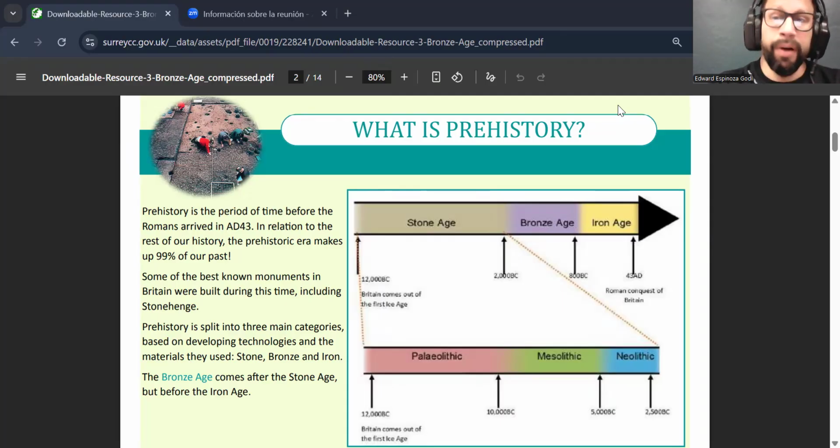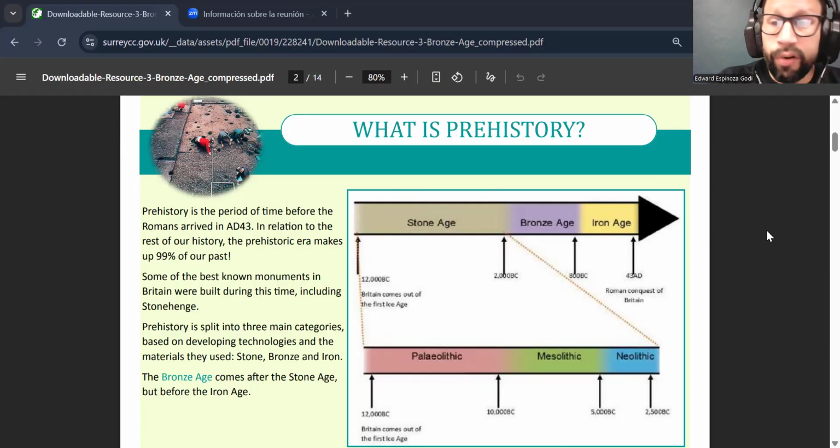Before we start off with that, we need to be clear: what is prehistory? That's something we definitely need to have clearance on. So, as you can see here in this document, prehistory is the period of time before the Romans arrived in AD 43, or 43 AD. Anno Domini, for that's what AD stands for.